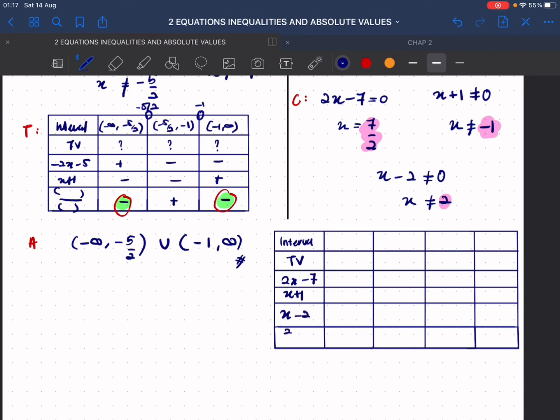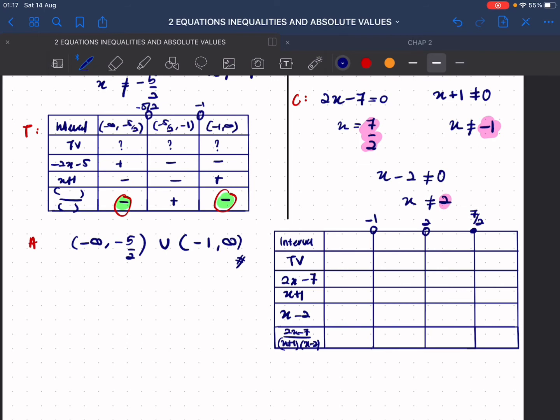So this one is 2x minus 7, x plus 1, x minus 2. Okay, so the smallest value is obviously negative infinity. Negative infinity is not equal, open straight away here. And then we will have 2, also not equal, open straight away here. And then we have 7 over 2. 7 over 2 is equal.